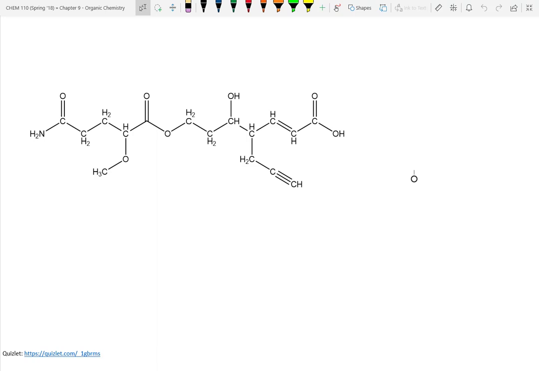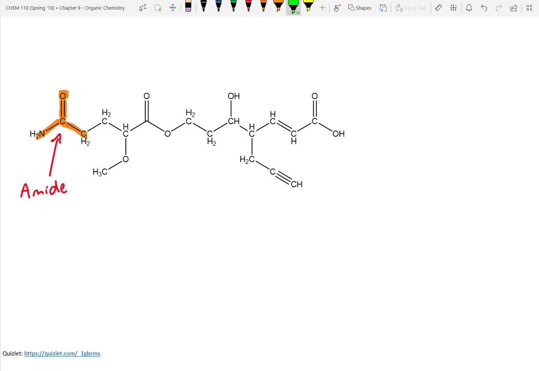So let's go ahead and do this one as a class. First thing I always do is highlight my functional groups containing carbonyls. For example, I see a carbonyl right here. I've got a carbonyl with a nitrogen off one side and a carbon off the other. What is this called? Amide. Or amide if you're British.